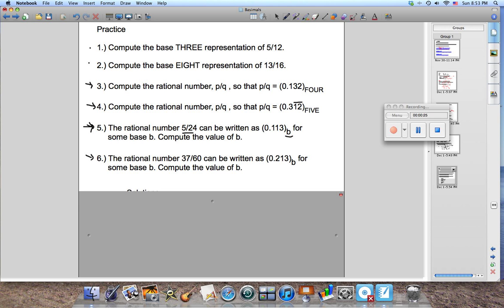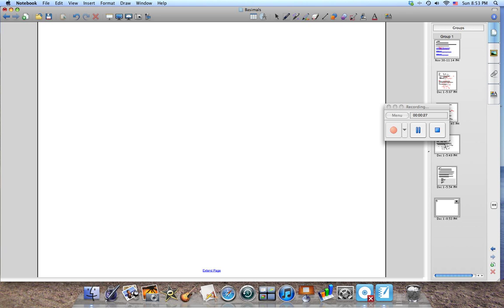So let me make a new slide. 5/24, that's going to be, I think it was 0.113 in base B. So all we're going to do is expand this 0.113 in base B. The first one after the decimal is in the b to the -1 position. That's 1 over b.